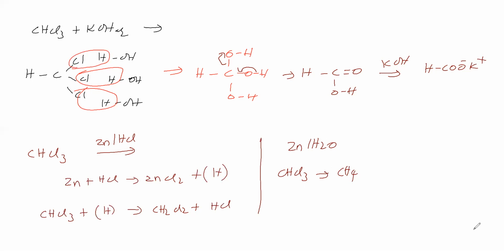Next, chloroform with concentrated nitric acid. Chloroform is treated with concentrated nitric acid. The product obtained is CCl3NO2, which is called chloropicrin. We can say this chloropicrin is used as an insecticide.